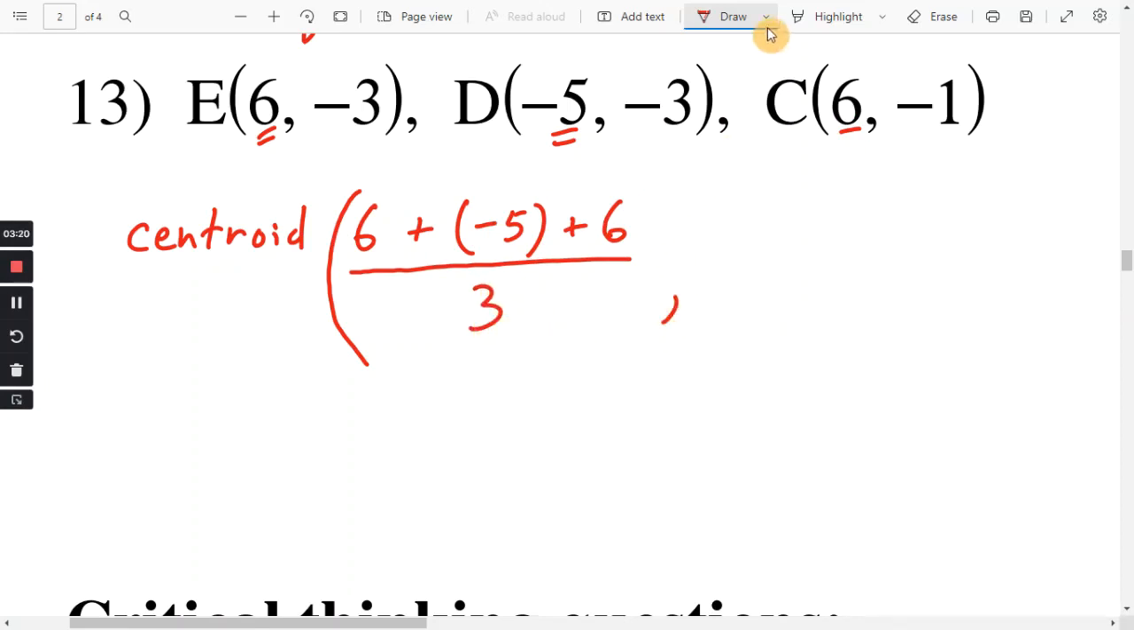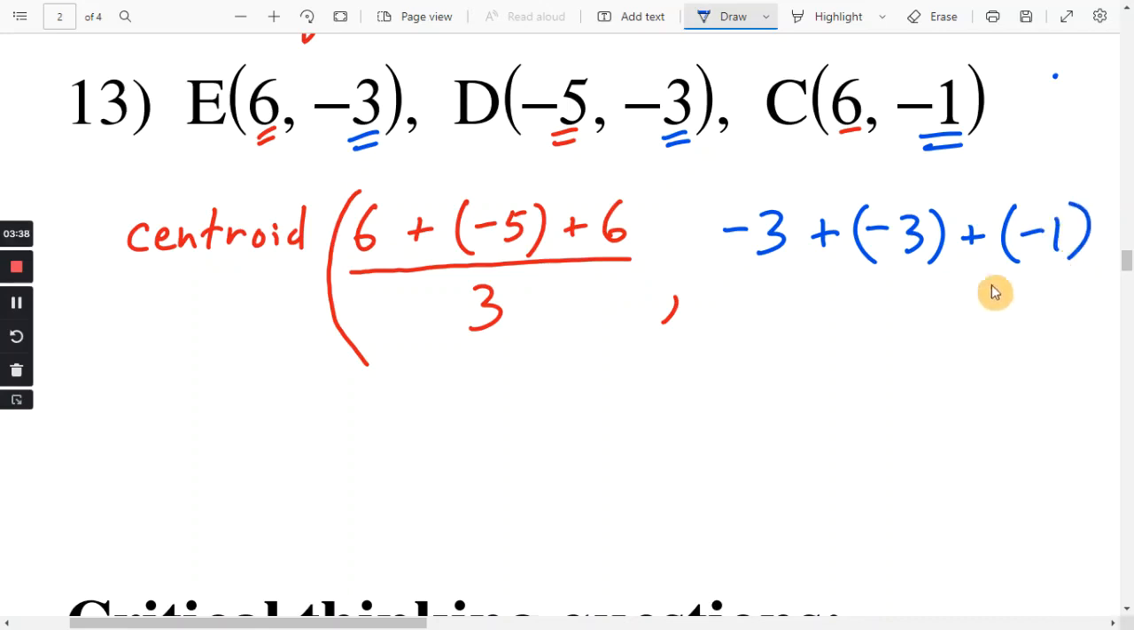And then for the y's, I'll do it in a different color. The y is the second number. We have -3 plus -3 plus -1. And again, that whole thing is divided by 3 because we're finding the average of the 3 numbers.